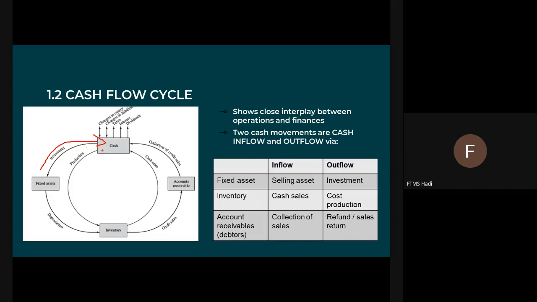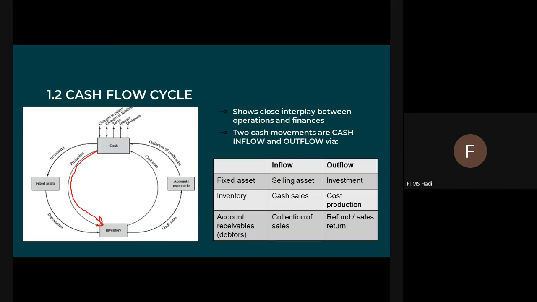Okay, so the difference is, cash goes to fixed asset means that the company will make an investment, that means purchase fixed asset, and fixed asset will turn into cash if the company is selling the asset. So that is the first part. Then we are done with this one. Okay, how about inventory? All right, cash inflow. That means I will go for the outflow first.